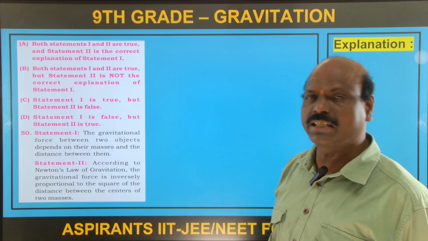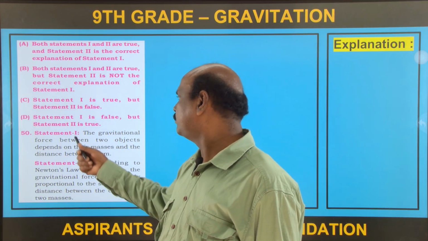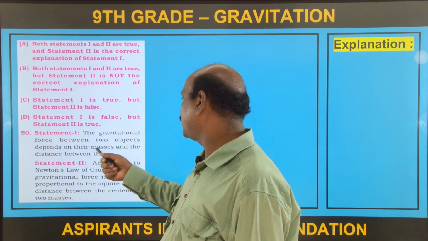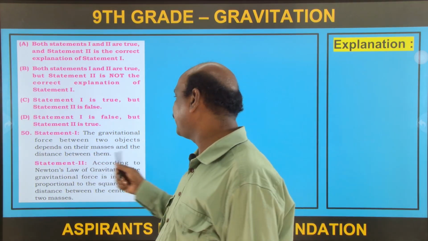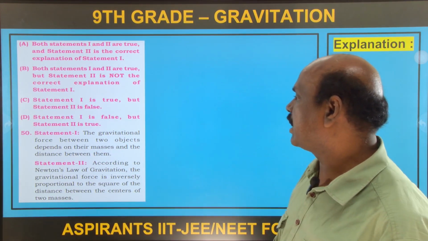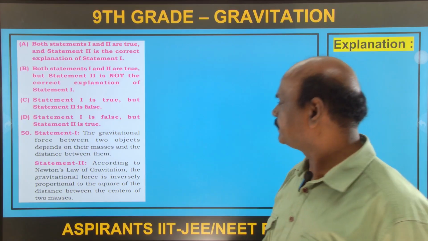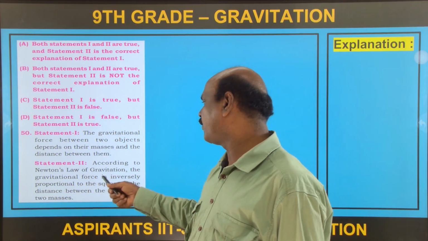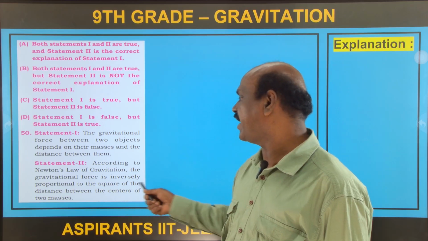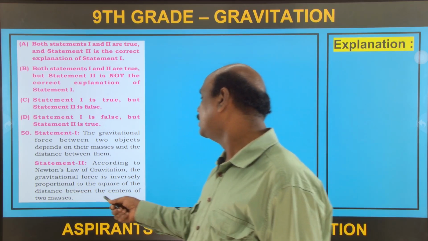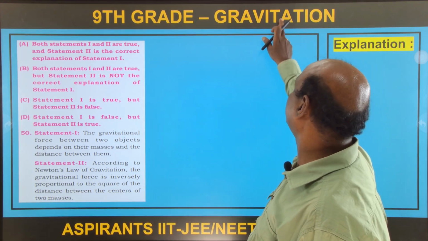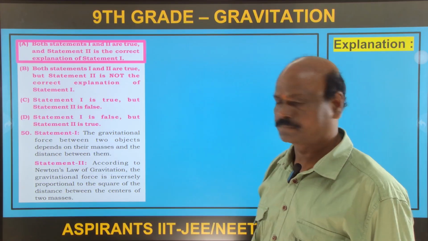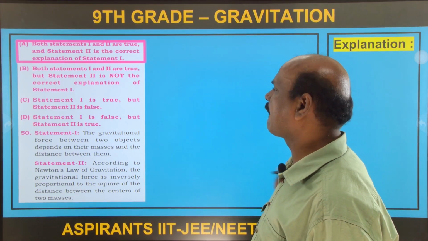Both statements are of the same type. The gravitational force between two objects depends upon their masses and the distance between them. So what is it telling? According to Newton's law of gravity, the gravitational force is inversely proportional to the square of the distance between the centers of the two masses. So here both the statements are considered true.